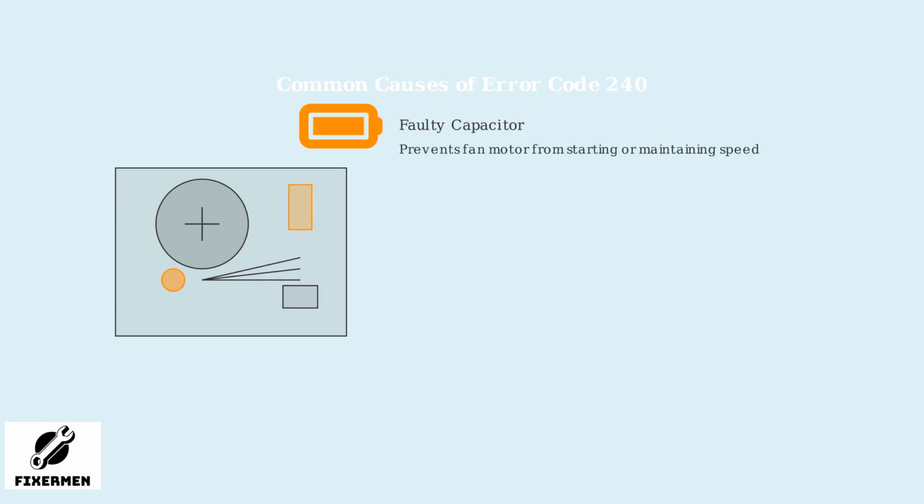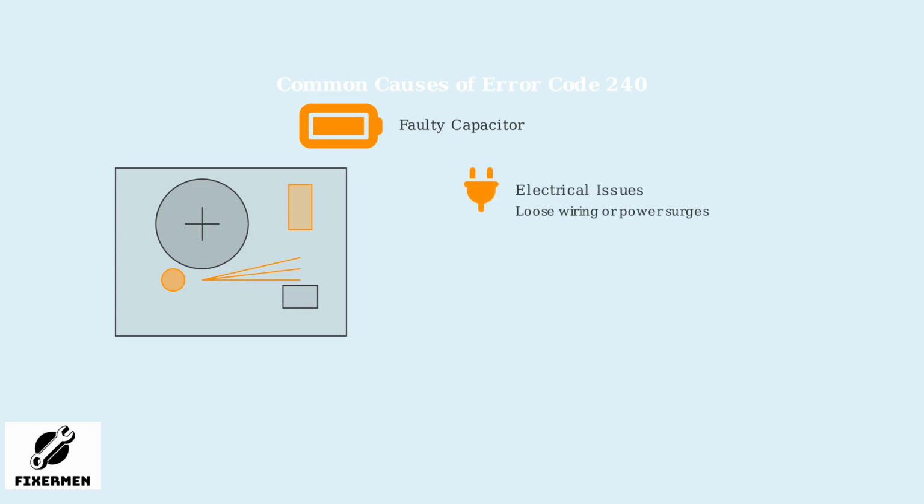Several factors can trigger error code 240 in American Standard HVAC systems. A faulty capacitor, often the run capacitor, prevents the fan motor from starting or maintaining proper speed. This is a common electrical component that can fail over time. Electrical issues like loose wiring connections or power surges can also cause the error. These disrupt the power supply to the fan motor, preventing it from operating correctly.